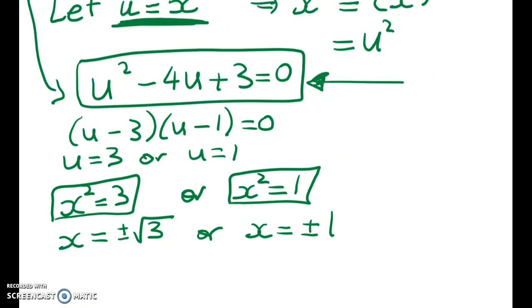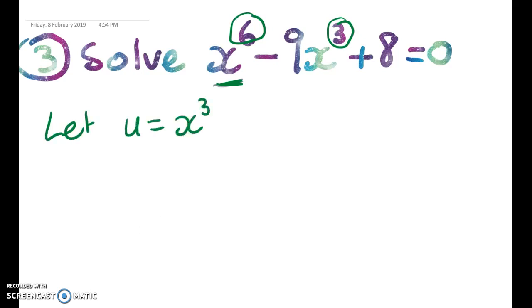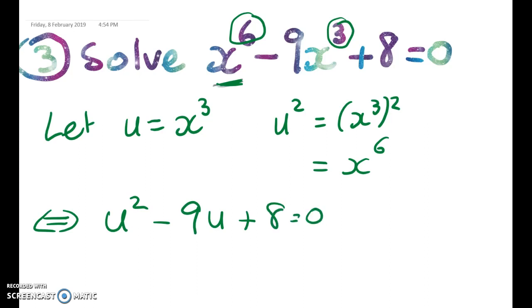Now the next two questions follow this pattern exactly. Here's the next one. We've got x to the power of 6 and x to the power of 3. So this time we're going to say let u equal x cubed. So what's u squared? Well, u squared, and this is the whole reason we picked it, is x to the power of 6. So we can rewrite that quadratic as u squared minus 9u plus 8 equals 0.